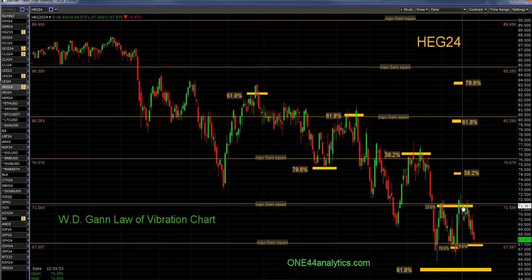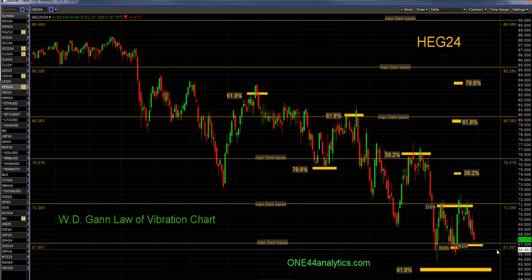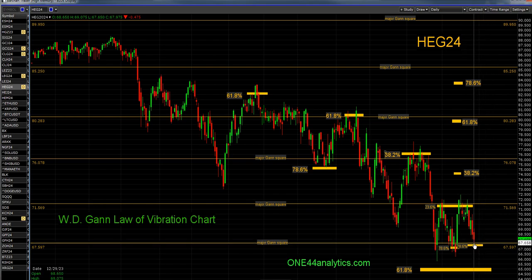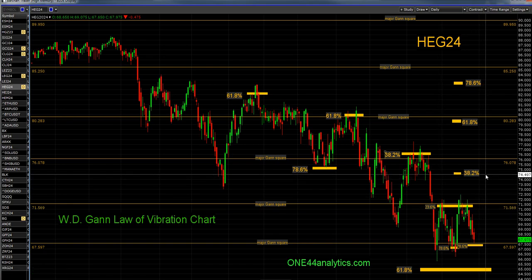Again, only able to go up back into the major Gantt square and the 23% retracement. And here we are now right back down at 78.6 again with this new high and the 6760 major Gantt square. So provided this can hold here, we're going to be looking for 38% back up here because we've already reacted to 23%. And we'll be looking right about 74.5 on this next rally here, provided this area can hold.